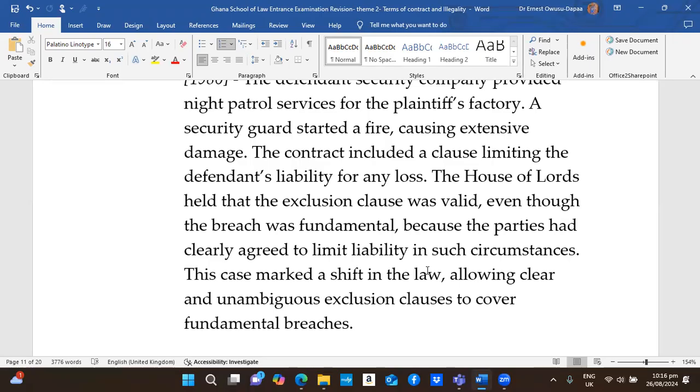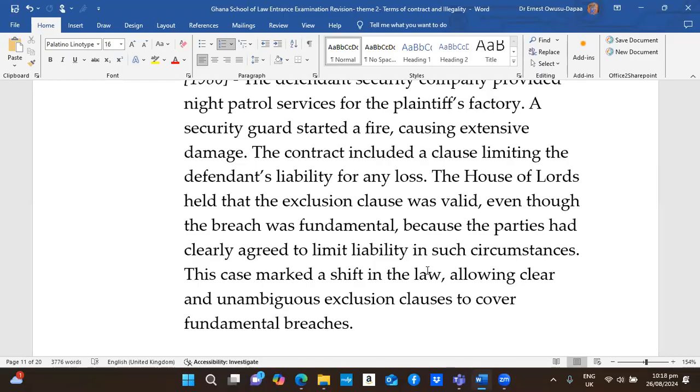Does that mean that the security company does not have an obligation to safeguard the premises against certain types of avoidable losses, like fire and damage, which is not accidental but is actually intentionally or negligently caused by staff of the defendant security company? So it was within that context that the House of Lords made the view that the exclusion clause in that particular case was valid, despite the fact that the breach was fundamental. Because in the thinking of the court, the parties had clearly agreed to limit liability in such circumstances.